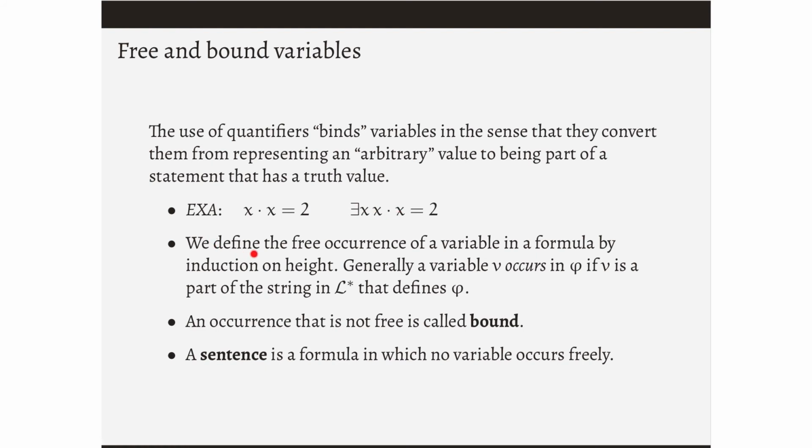To define what a free and a bound occurrence of a variable is, you just do this inductively on the height of a formula. And generally, we just say a variable occurs in a formula if it's part of the string that defines the formula. An occurrence that is not free is called bound. And a sentence is just a formula in which no variable occurs freely. So here, for example, we would have a sentence, because this x here, as we will see in the formal definition, will occur bound.